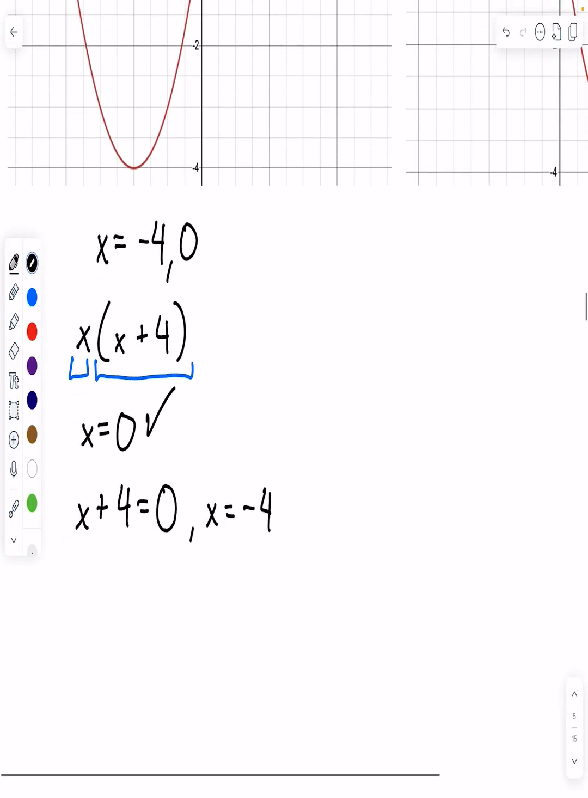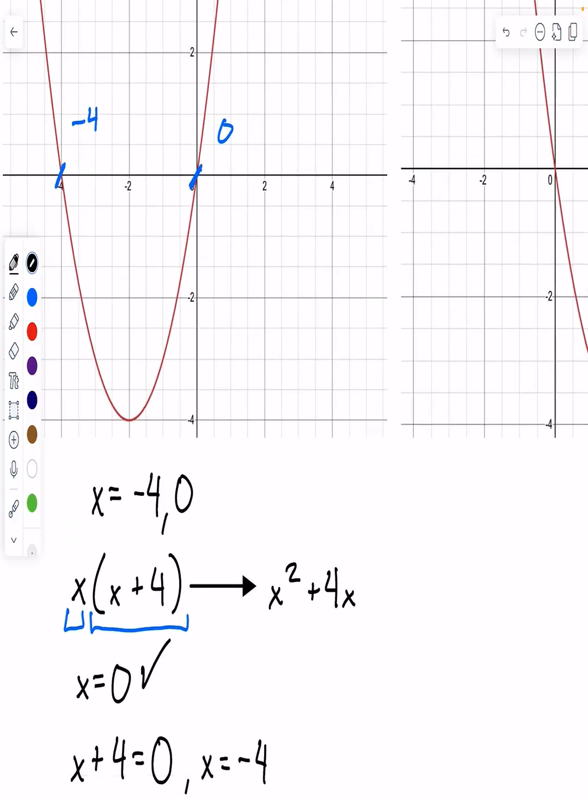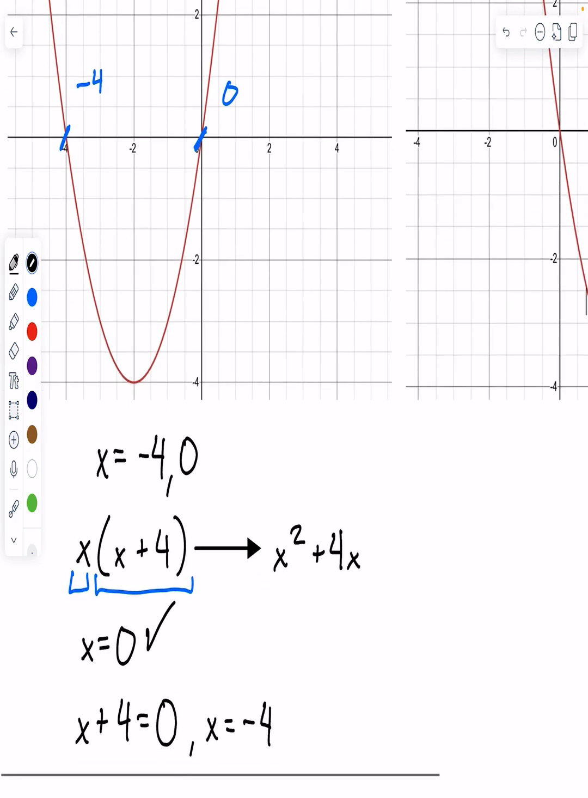And then, of course, if I convert that to standard form, or if I distribute that x back into that x plus 4, I should get something that looks like this, x squared plus 4x. Notice that my point where I cross the y-axis is at 0. So this is like x squared plus 4x plus 0. But we don't have to write that 0, so we just leave it like this.